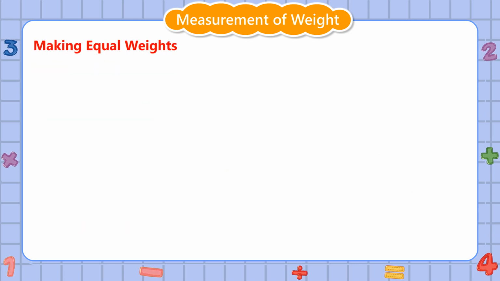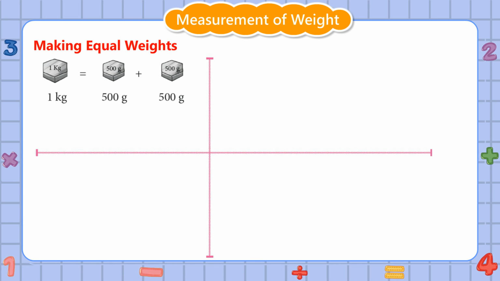Making equal weights. 1 kilogram is equal to 500 grams plus 500 grams. Two 500 gram weights weigh 1 kilogram. 2 multiply 500 grams is equal to 1000 grams. It is equal to 1 kilogram.